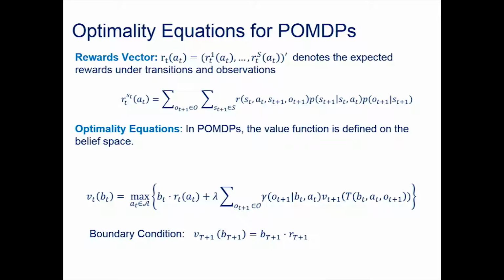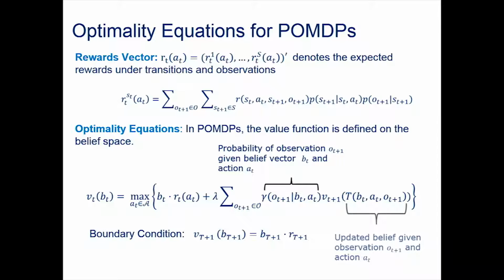You're choosing actions to maximize an immediate reward, but it's an expectation over the belief now. And then there's a future value to go. Breaking this down a little bit, this represents not the transition from one state to another, but the probability of an observation O_t+1 given the belief vector b_t, that current state, and action a_t. And then this represents the updated belief given that observation O_t+1 and the action that was taken.